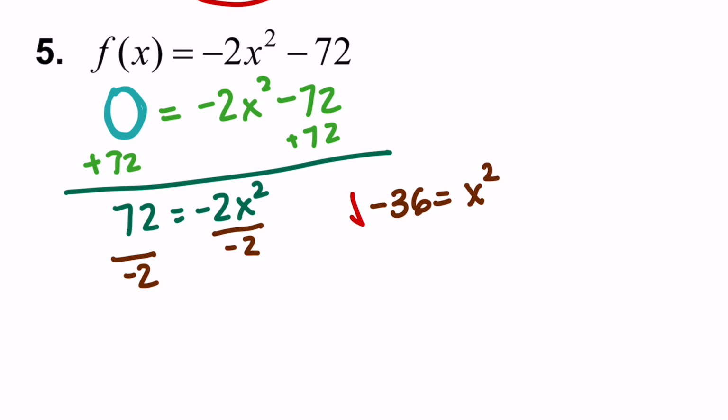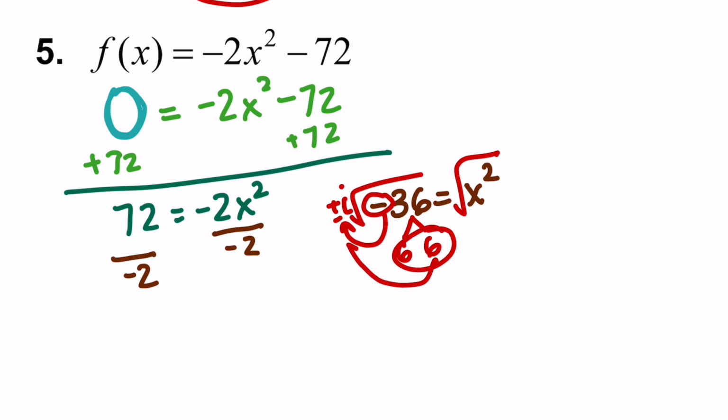Opposite of squared is square root. We're going to add in our plus or minus sign. The negative comes out as an i, and 6 times 6 is 36, so that is going to come out front also. So we're going to have plus or minus 6i, and the square and square root cancel, and that equals x.